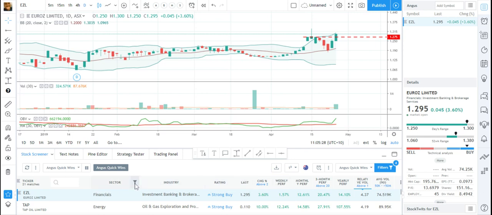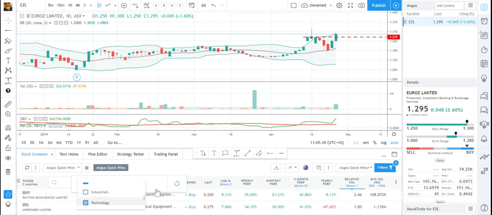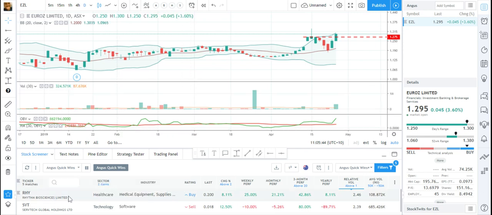And so what I might do is go to sector, because I like my discovery type stocks. So I'll go down to healthcare and technology. And you can see I've now got 5 stocks. So these are the stocks that I more prefer to try and trade.